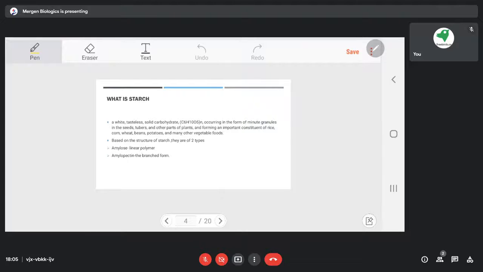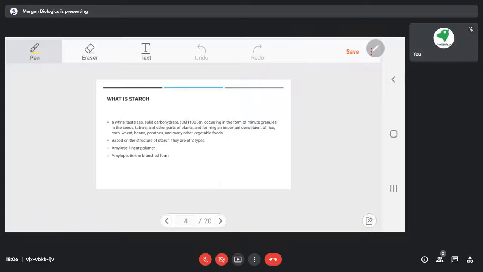Now, what is starch? I will go by the definition. It is a white, tasteless, solid carbohydrate occurring in the form of minute granules in the seeds, tubers, and other parts of plants, and forming an important constituent of rice, corn, wheat, beans, potatoes, and many other vegetable foods. In this experiment, you have seen that rice and potato have a larger amount of starch, so we have this beautiful blue coloration just after dropping the iodine on it.